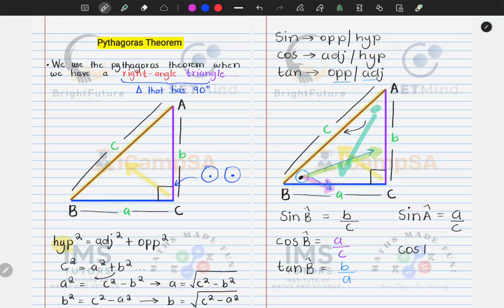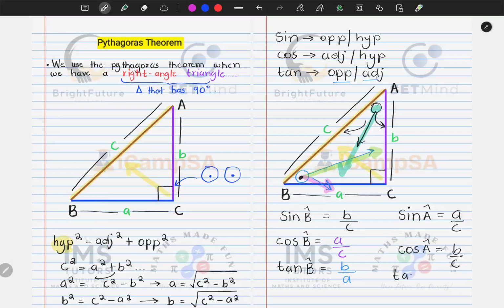And then we look at cos of A. When I'm standing at A, which is here, what is the adjacent side? That one is opposite. So clearly the adjacent is this one, which is B, divided by the hypotenuse, which doesn't change. It's the side opposite 90 degrees. So that is C. Okay.